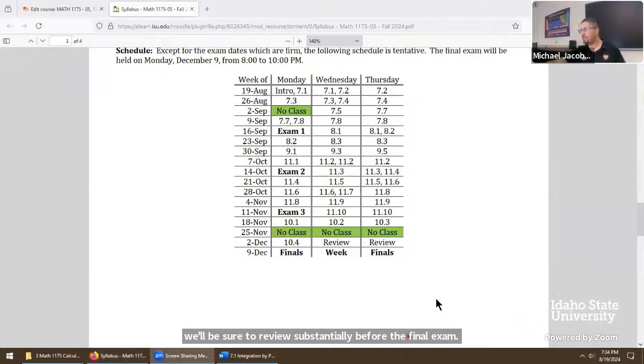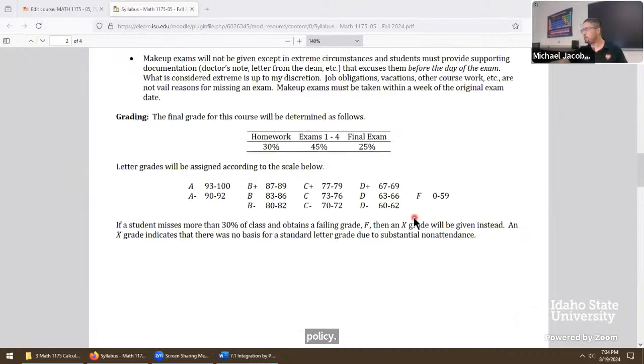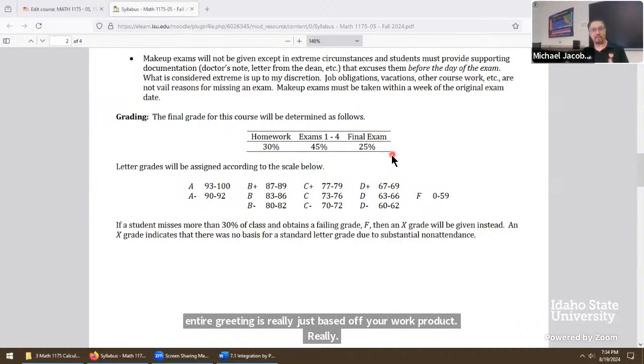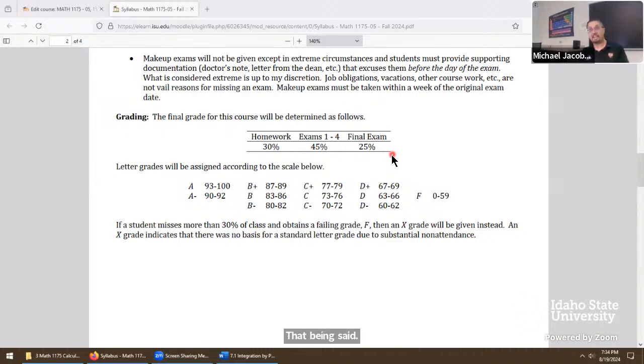Oh, and sorry for the online folks. Chat's kind of tricky for me to pick out because it's like a little pop-up I have to see on the bottom. I will not be too late on this one. And thanks for that question, Erilyn. I don't have an attendance policy. So my entire grading is really just based off your work product, your homework, your examinations. That being said, definitely try to attend as many classes as possible. And it's always going to be easier to get through the course the more you're present. Any other questions or comments? Yeah.